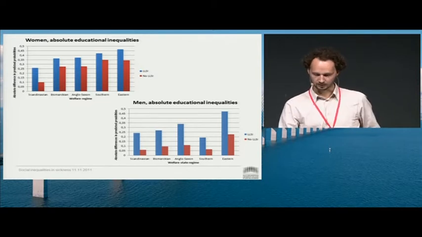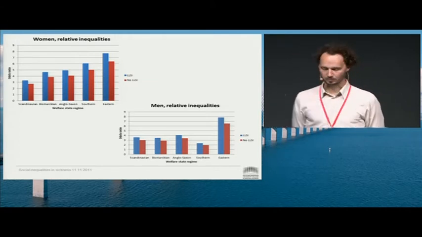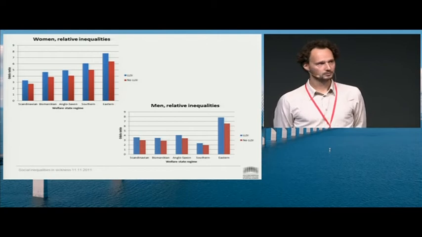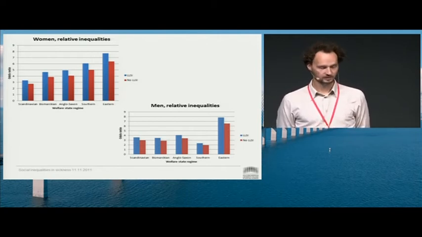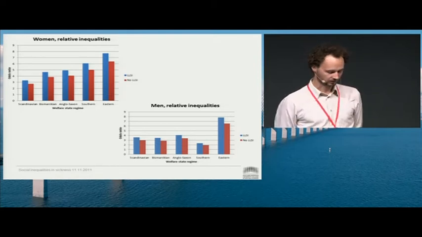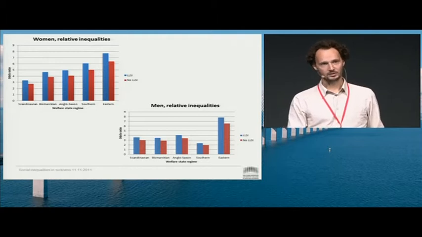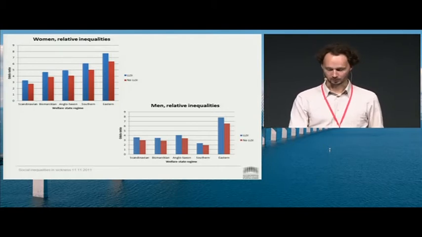And then looking at the relative inequalities, which is basically the odds ratios for the educational differences. Again, limiting long-standing illness is represented by the blue bars. And now looking at women in the upper left corner again, still the Scandinavian regime has the lowest educational inequalities in sickness. And for men, the picture is, again, not so clear as we would expect. The relative inequalities in sickness are not greater in the Anglo-Saxon regime compared to the Scandinavian among men, is what we can conclude from this.